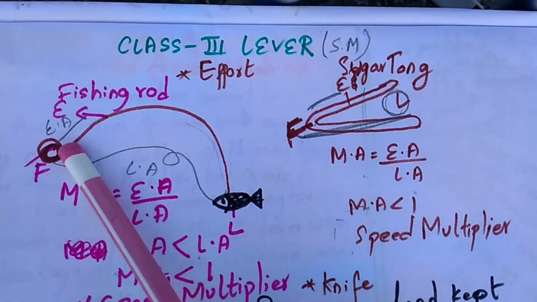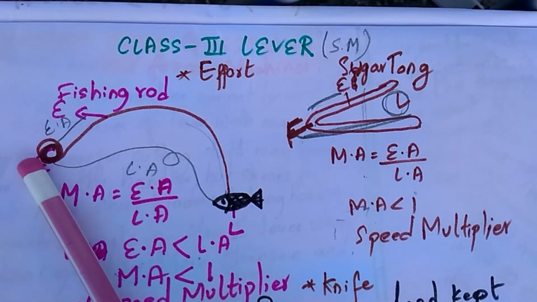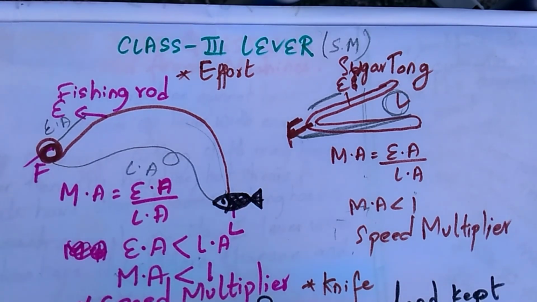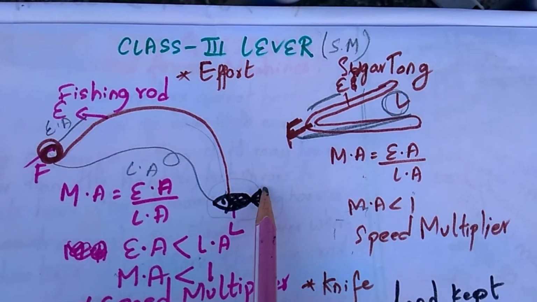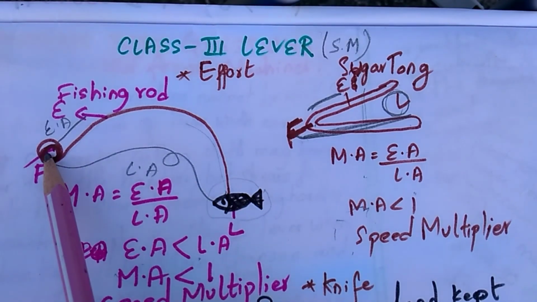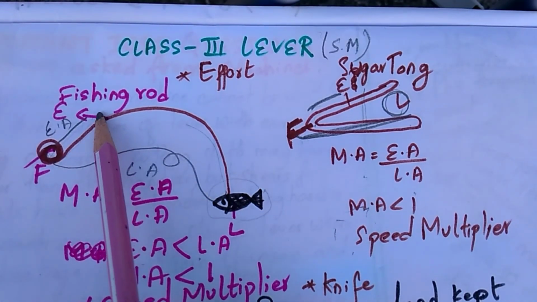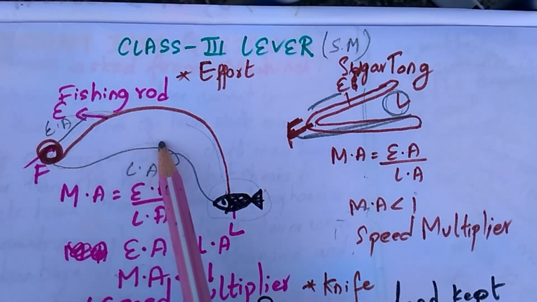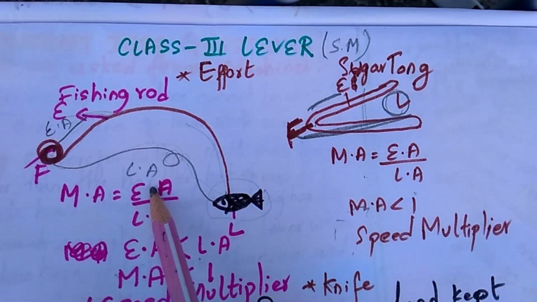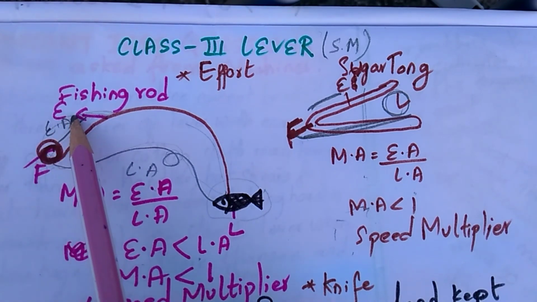So here first one is fishing rod. This is the fulcrum. It is the point about which it rotates, and this is your load. Fish is your load, and this is the effort. This is the point from where you apply effort. So the distance between the fulcrum and the load is known as load arm, and the distance between the fulcrum and the effort is known as effort arm.